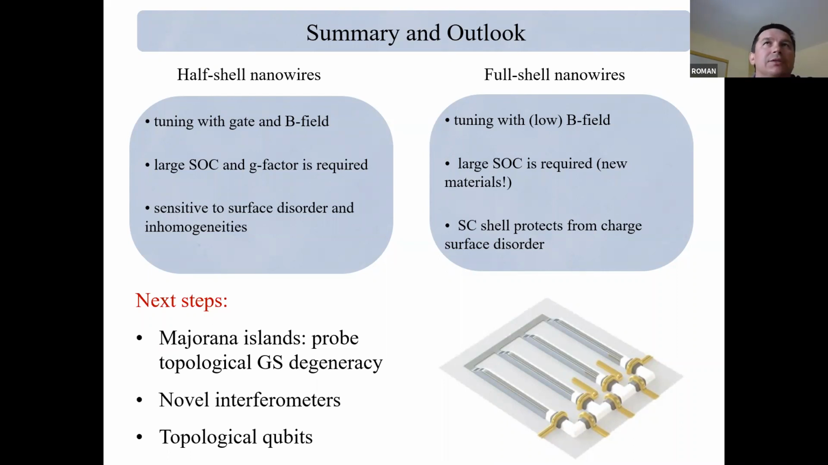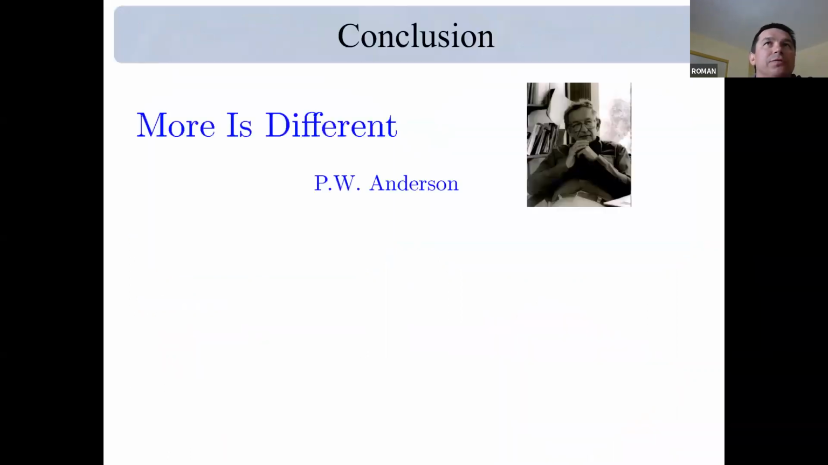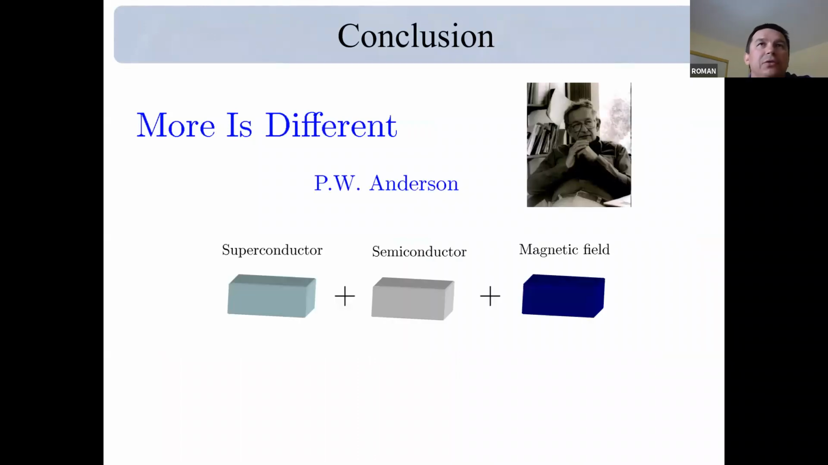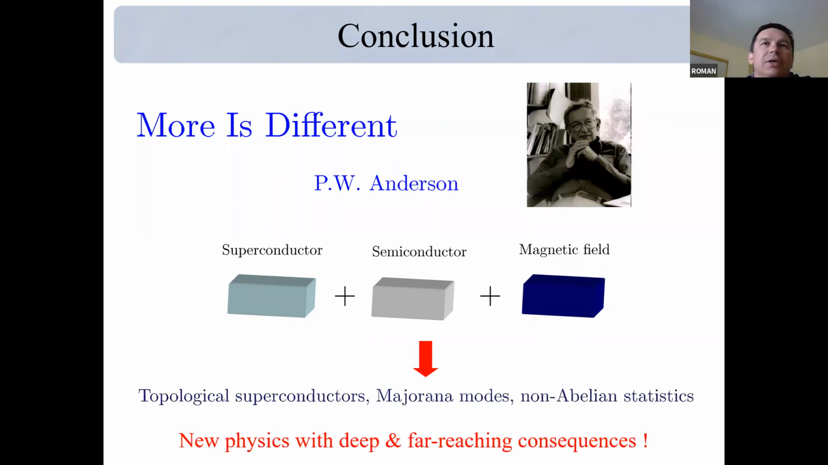So that's my summary and outlook, and I want to conclude this talk with a famous quote from Phil Anderson, who said that more is different. And indeed, if you look at all these ingredients independently, such as an s-wave superconductor, a conventional semiconductor, and magnetic field, each of them is a very simple and well-studied material or effect. But if you combine them together, then you can realize very interesting new physics with deep and far-reaching consequences. So I'll stop here and thank you for your attention.